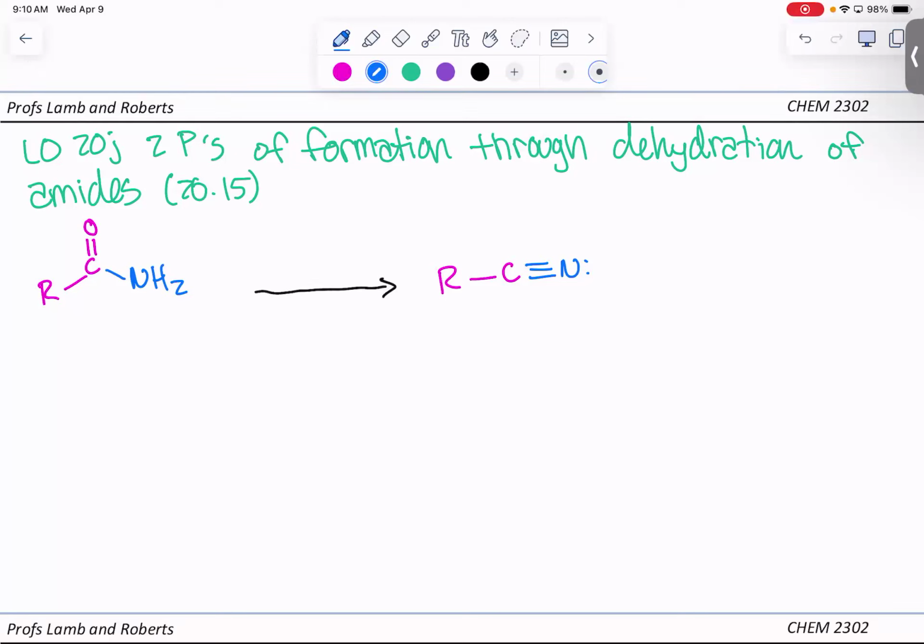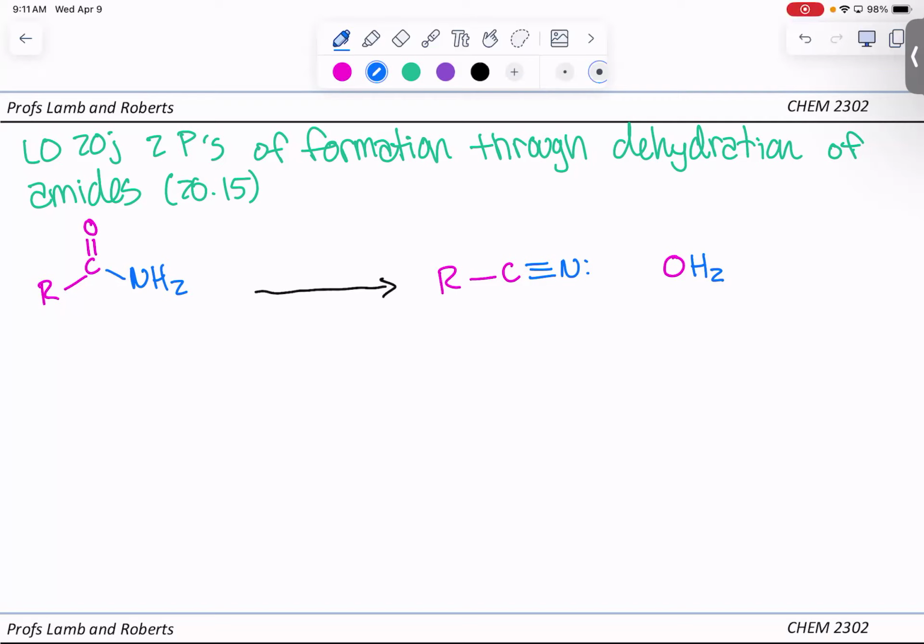When we take a look at this amide, we see that we're missing some things. So let's draw on our byproducts. Our oxygen comes from our amide, and our NH2 turned into a nitrogen with a triple bond. Those hydrogens need to go somewhere, and so that's why we have water in this reaction.